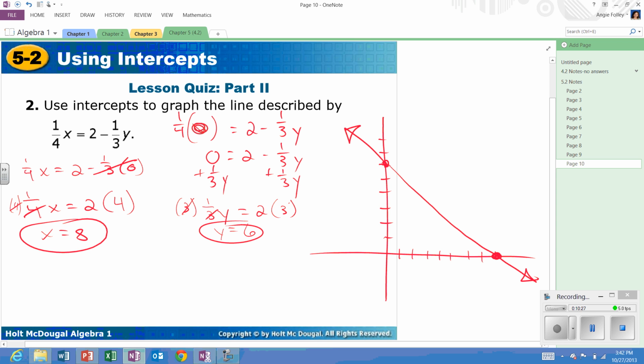So the big thing, to graph a line, the best thing to do is to find your x and y intercepts. If you're finding your x-intercept, you make y 0. If you're finding your y-intercept, you make x 0. And then you're going to know where the line intersects on those axes, and all you have to do is connect them, and that is all.